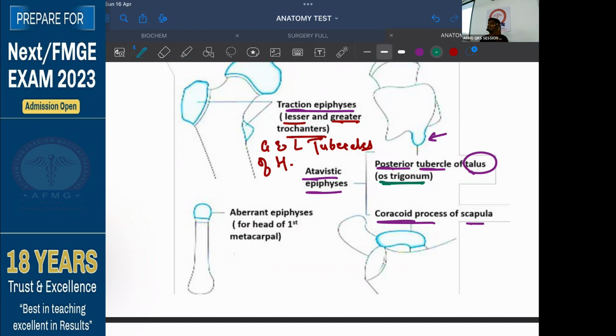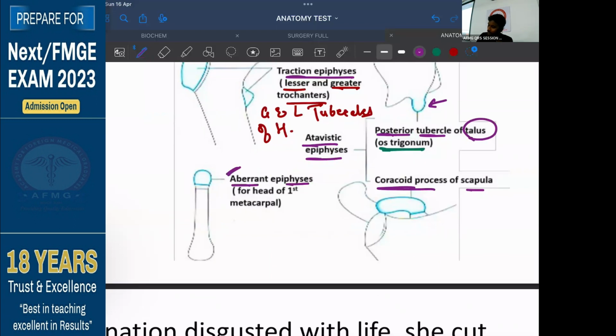And the fourth and last type of epiphysis is known as the aberrant epiphysis. What do I mean by aberrant? Aberrant का मतलब होता है abnormal in literal terms. So this is not always present. याद रखना, this is not always present.